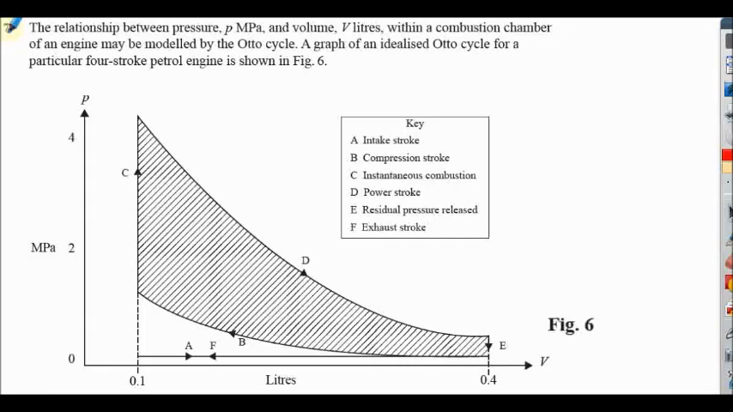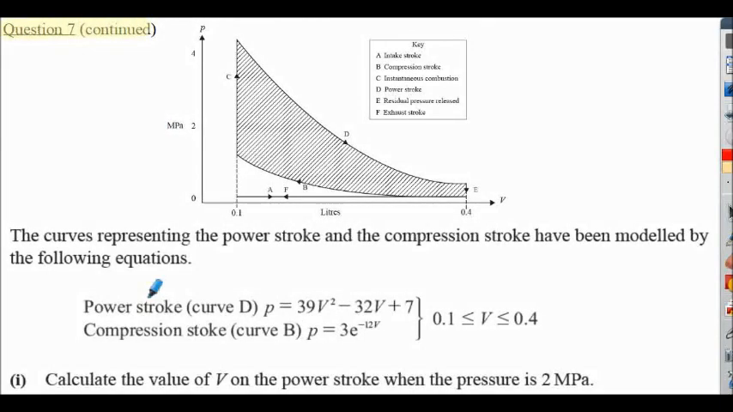And finally, question 7 is a thermodynamics context, relates to what's termed the Otto cycle. Question 7, solution continued. So we're given in the question the equation for the power stroke. This is curve D on the graph. And we're given the equation for the compression stroke, labelled as curve D on the graph here. Notice the values over which V is applicable, basically from 0.1 to 0.4.